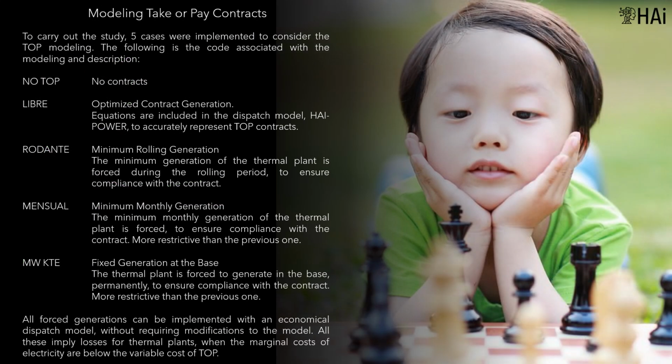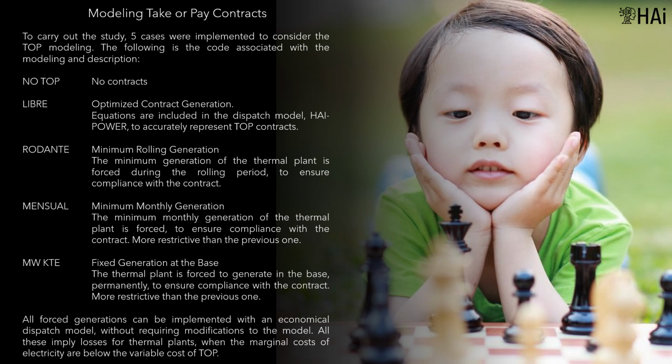Modeling take-or-pay contracts. To carry out the study, 5 cases were implemented to consider the TOP modeling. The following is the code associated with the modeling and its description. No TOP: no contracts. Libre: optimized contract generation. Equations are included in the dispatch model, HIGHPOWER, to accurately represent TOP contracts. Rodante: minimum rolling generation. The minimum generation of the thermal plant is forced during the rolling period, to ensure compliance with the contract. Mensual: minimum monthly generation. The minimum monthly generation of the thermal plant is forced, to ensure compliance with the contract.